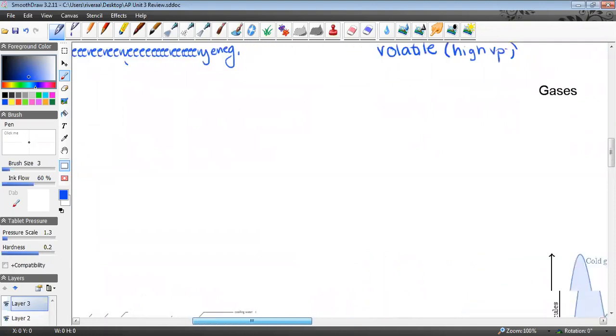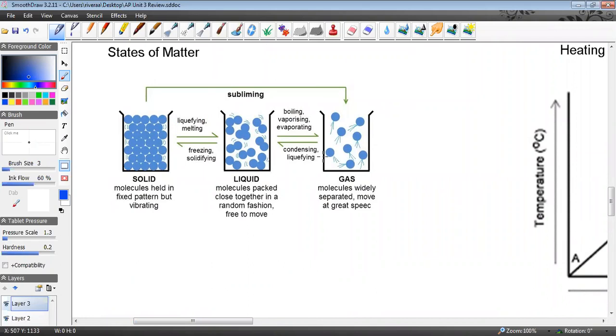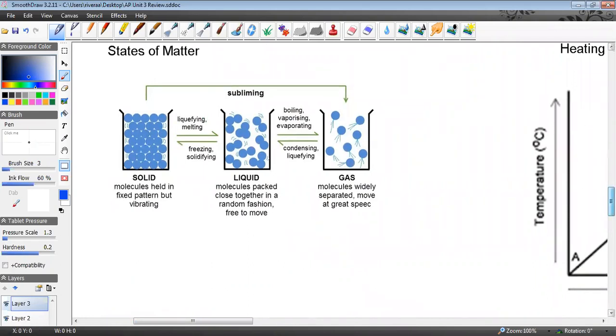Okay. Let's now look at, maybe we should talk about that heating curve. Yeah, let's talk about states of matter and the heating curve, and then we'll talk separation techniques.